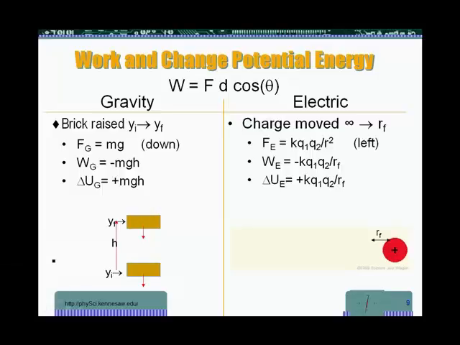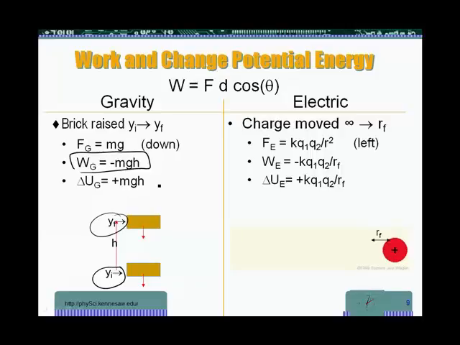In this recording, we compare the work and change in potential energy due to the gravitational force and due to the electrical force. Now we go back to the example of raising a brick from a position y sub i to a position y sub f. We said in that case that the work done by the gravitational force Fg is minus mgh, and the change in gravitational potential energy is just the negative of that work, which is going to be plus mgh.